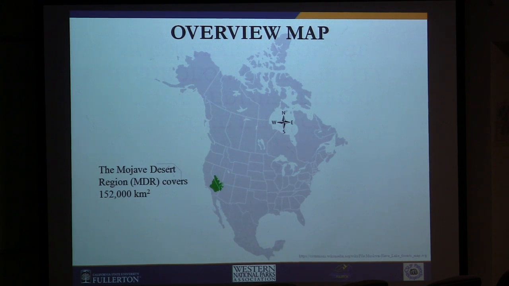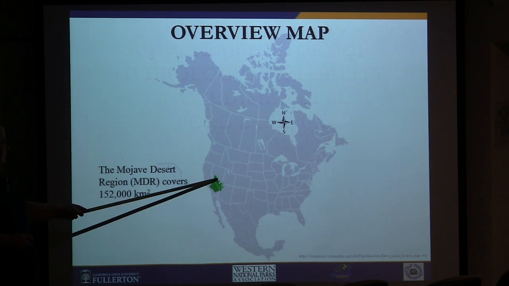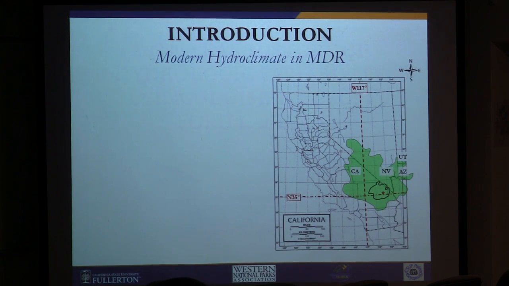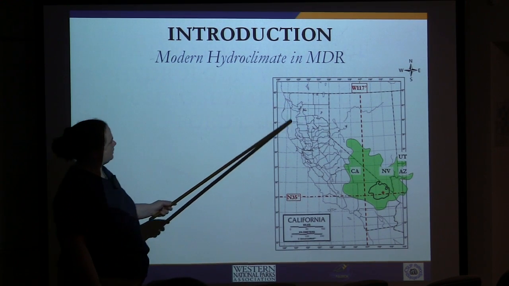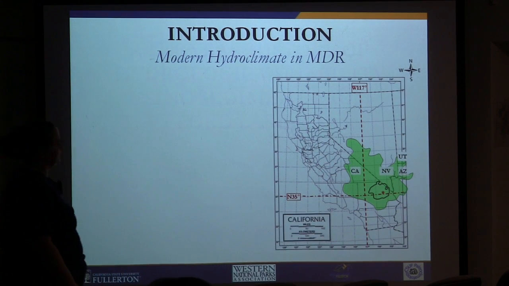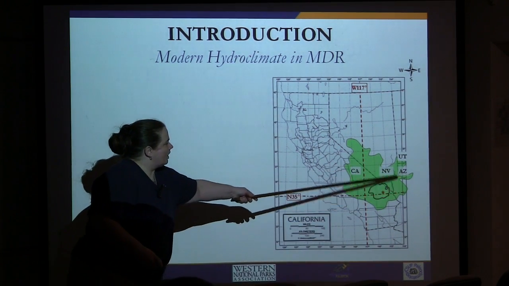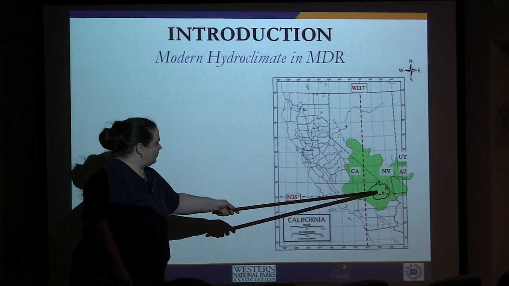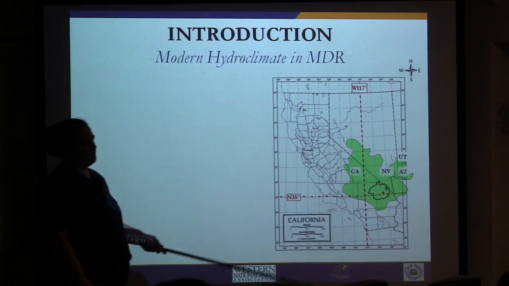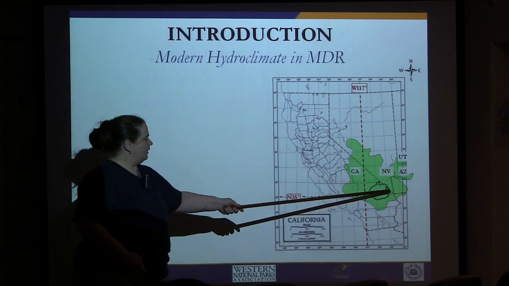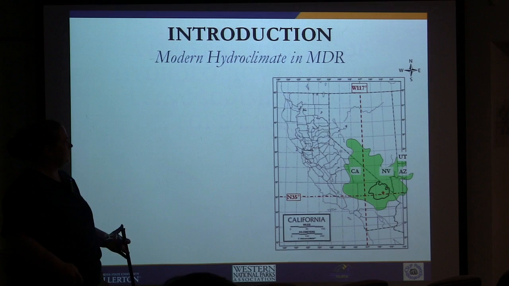We've got the North American continent, and then we have the Mojave Desert region here in the green. I thought that was pretty impressive. It covers 152,000 square kilometers. We'll move in a little bit closer here. So now you can see the state outlines: California, Nevada, Utah, and Arizona. The Mojave Desert region again in the green. The black outline is the Mojave National Preserve, and Ford Lake is our red star, the approximate location.